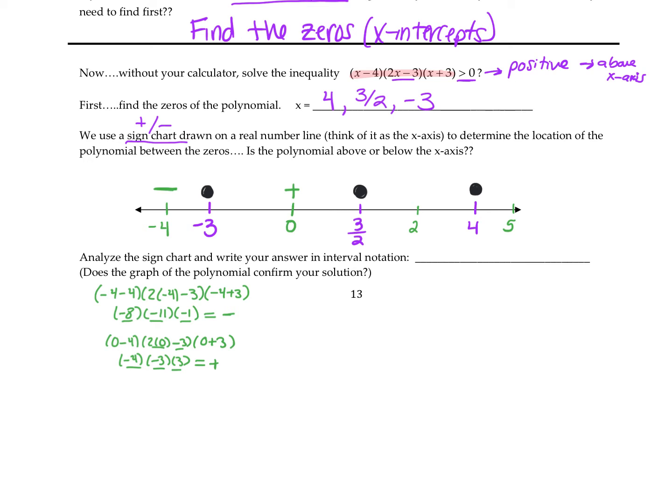Now I'm going to check for 2. So 2 minus 4, 2 times 2 minus 3, 2 plus 3. So negative 2, and this would be 4 minus 3, so it would be 1. So a negative times a positive would equal a negative number. So this is negative. I'm going to do the same thing, and I'm going to test it for 5.